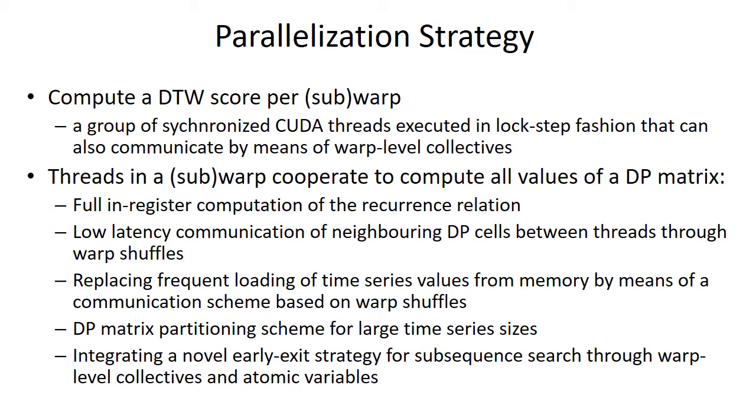And the threads in a warp cooperate to compute all values of the DP matrix in parallel. We use full in-register computation for the recurrence relation that I've shown before, with low latency communication of neighboring DP cells between threads through warp shuffles. We also replace frequent loading of time series values from memory by means of a communication scheme based on warp shuffles.